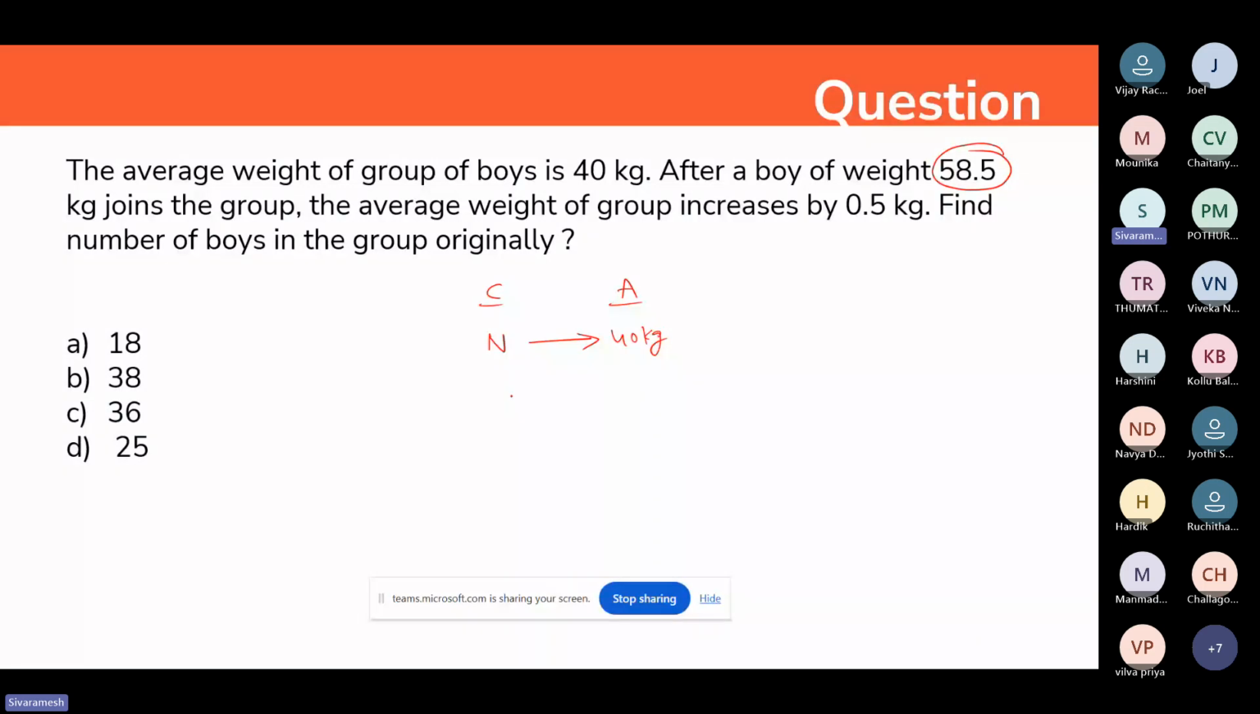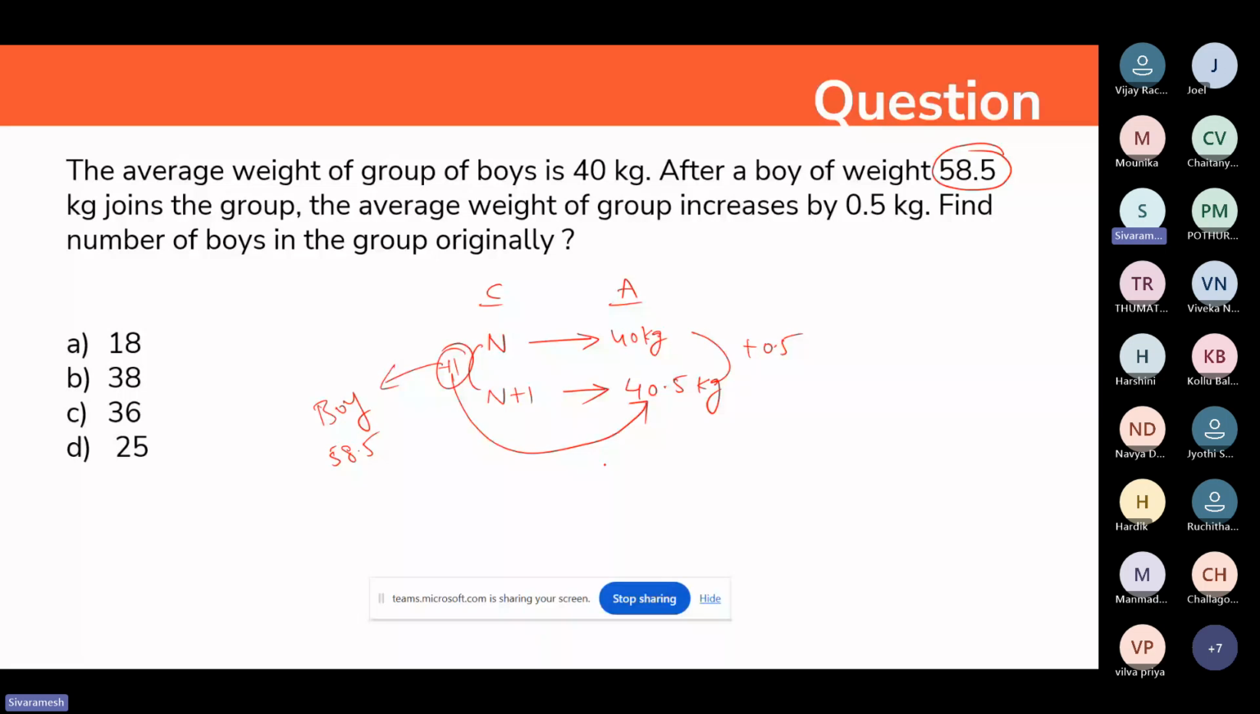When he joins the group, obviously count will increase. So now the count is increased by one. This one person is that boy, and that boy's weight is 58.5 kgs. Now the average weight of the group increases by 0.5 kgs, which means the new average is 40.5. How much did it increase? 0.5.